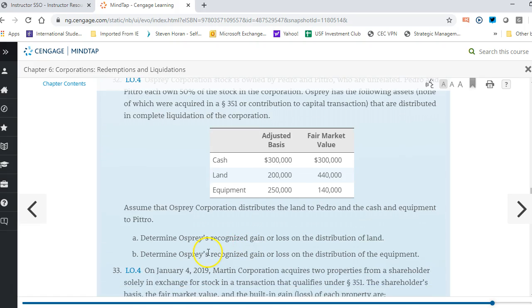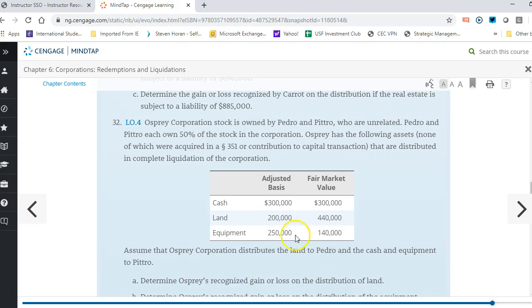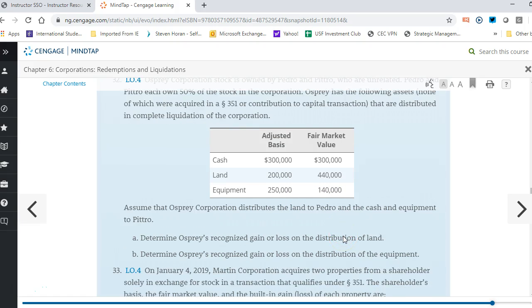How about for B? What was Osprey's gain or loss on the distribution of equipment? It's obviously a $110,000 loss. 250 minus 140 would be a loss of 110. Osprey would recognize a loss of 110 on the distribution to Pietro. Again, liquidating distributions generally result in recognized gain or loss as if the property were sold for its fair market value.